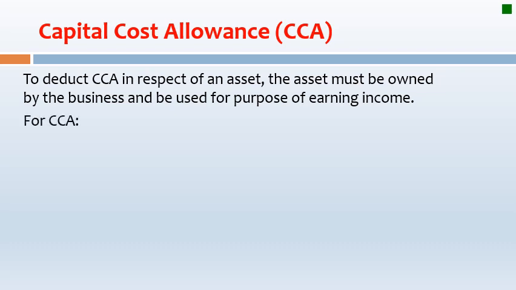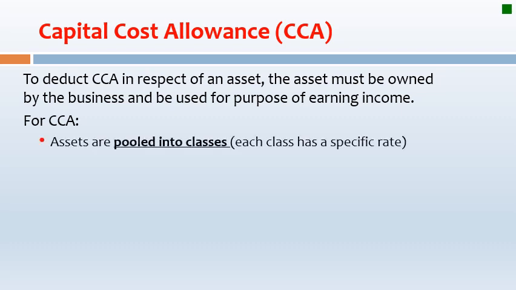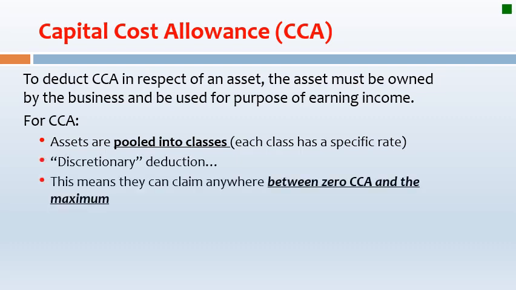So some other mechanics of how the CCA system works are this. All similar assets are pooled into various classes. Each class is going to have a specific rate that is prescribed by the Income Tax Act to determine the amount of the deduction. A CCA is a discretionary deduction, which means that the taxpayer may claim any amount for CCA between 0 and the maximum calculated amount for that pool.